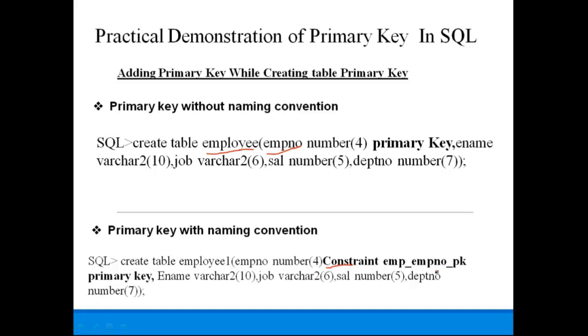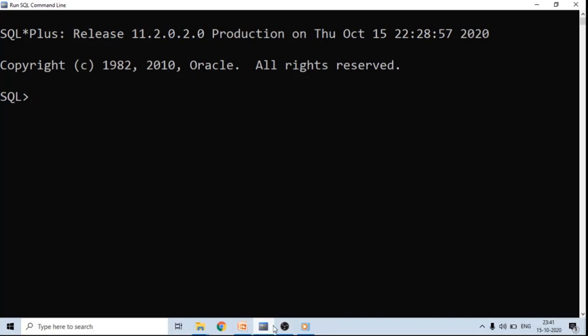Let us execute the same code in SQL. I am going to use Oracle 11G Express Edition for executing this SQL. This is the Run SQL command line application from Oracle 11G Express Edition. I am going to execute all SQL statements in this application. First of all, we will create a table with primary key constraint.